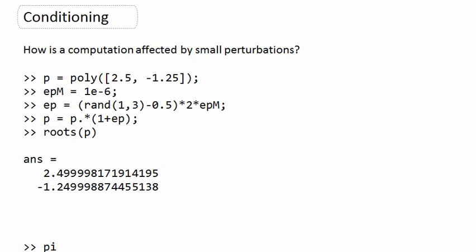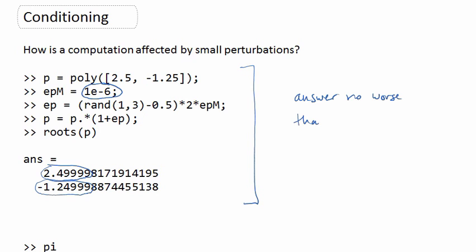So we had the case of a quadratic polynomial, where we artificially perturb the coefficients by an amount which is less than 10 to the minus 6. So in other words, maintaining about 6 significant digits. And we found that the roots also maintained about 6 significant digits of accuracy. And so, the answer in this case was really no worse than the perturbation in a relative sense of the initial data.